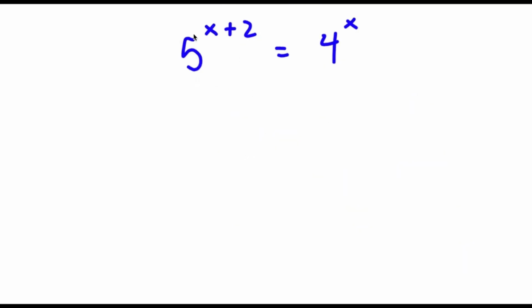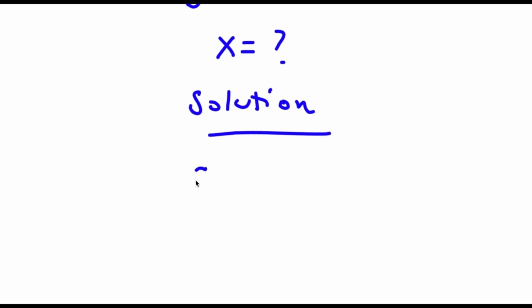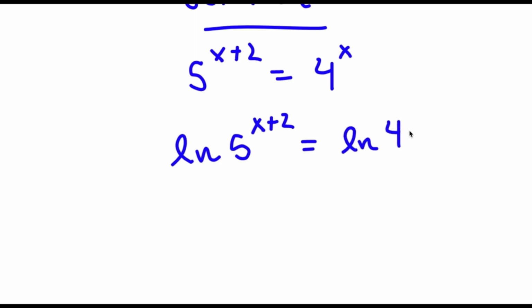Alright, so I have 5 to the power of x plus 2 is equal to 4 to the power of x. Now, I obviously want to find the value of x for this. So for my solution, first start with 5 to the power of x plus 2 is equal to 4 to the power of x. Now, I'm going to take the natural log, or also ln, on both sides. So now I have ln 5 to the power of x plus 2 is equal to ln 4 to the power of x.